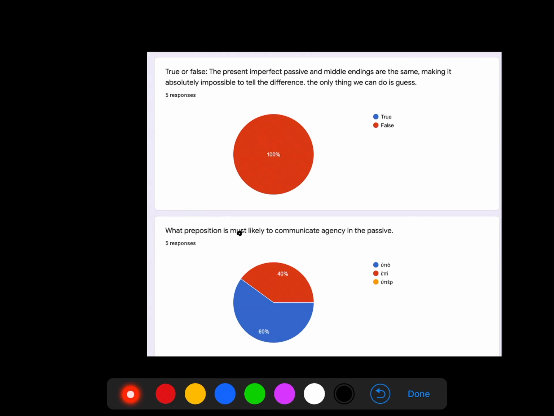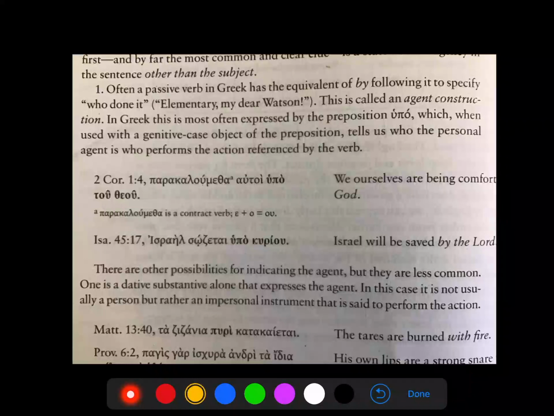So in a passive sentence, you don't get the performer of the action stated right there in the beginning of the sentence. You have to see the one doing the action is indicated in a phrase, a prepositional phrase, usually by. Now, what preposition in Greek is used to communicate that passive, that the agency, who's actually doing the action? And the answer is hupo there, and that is seen clearly in your book in this section.